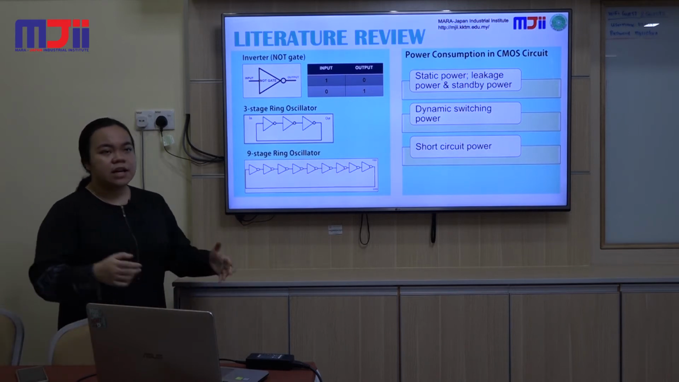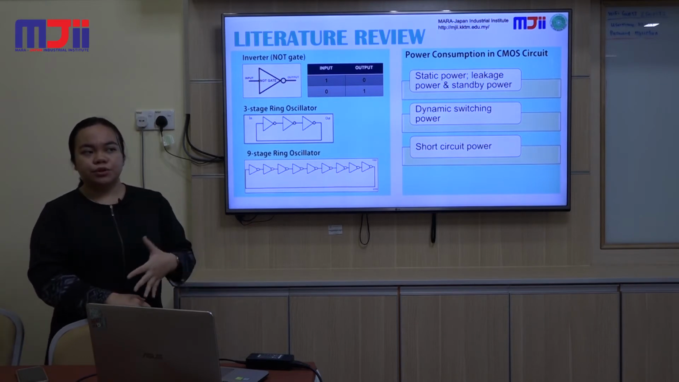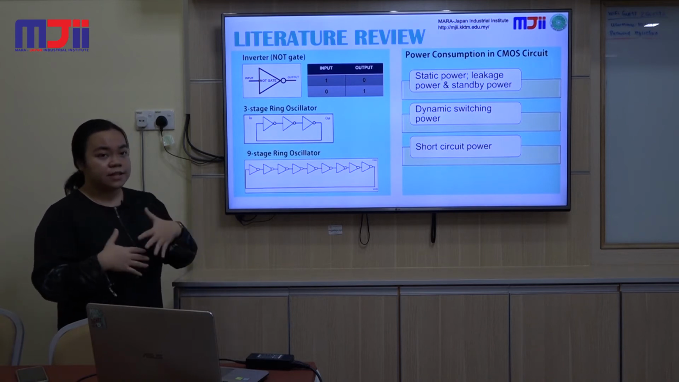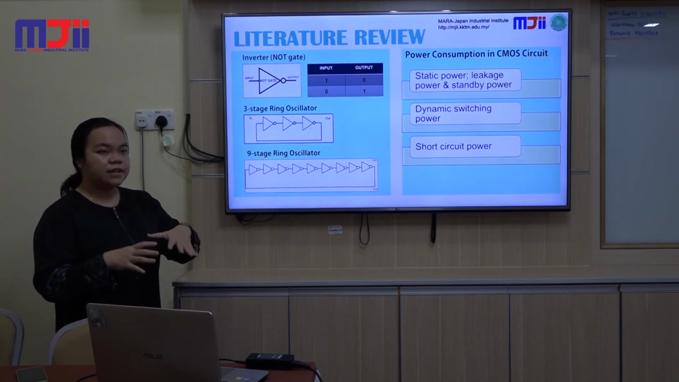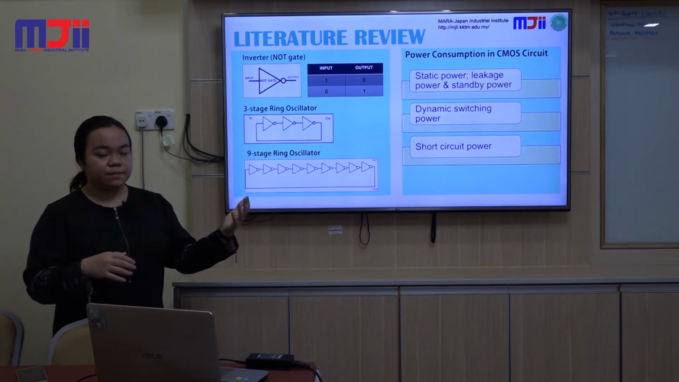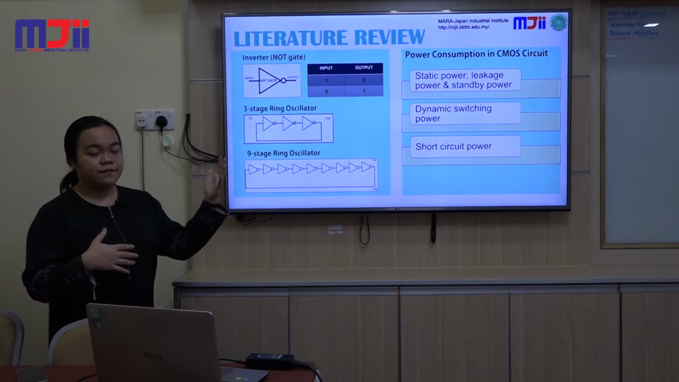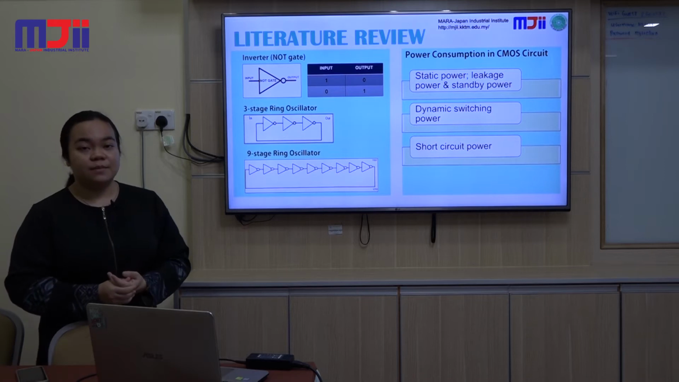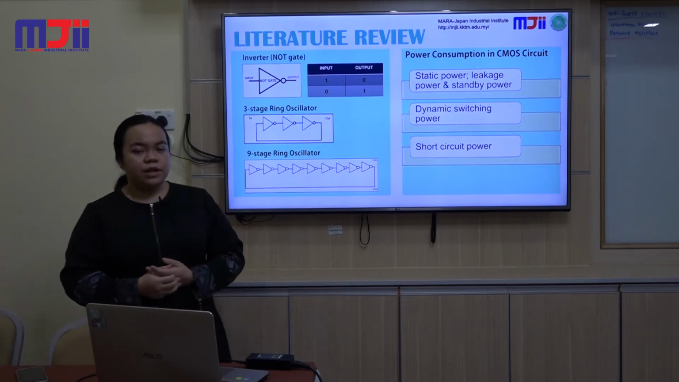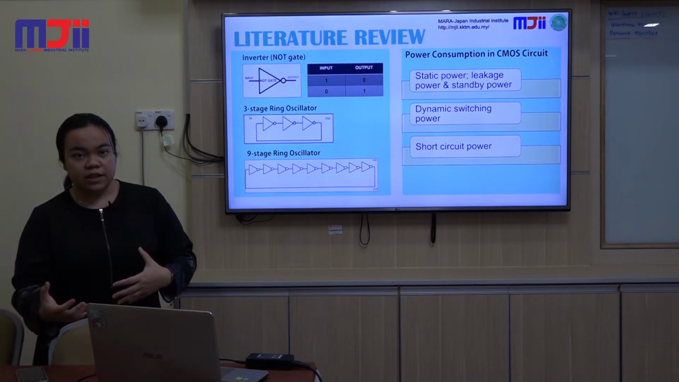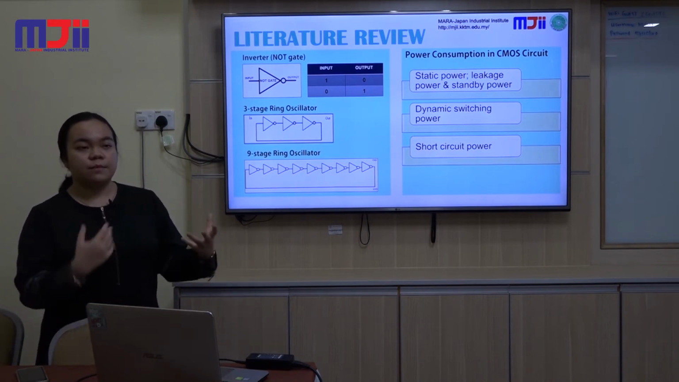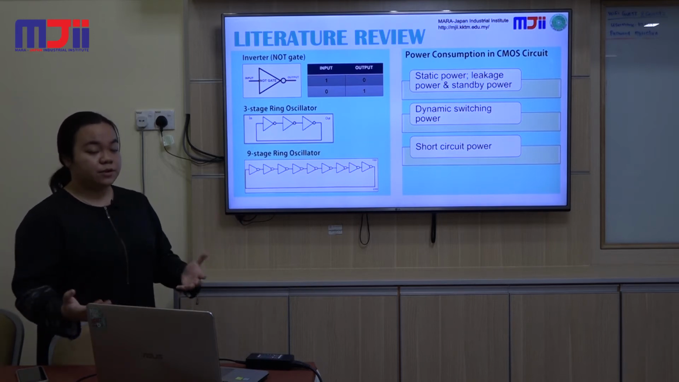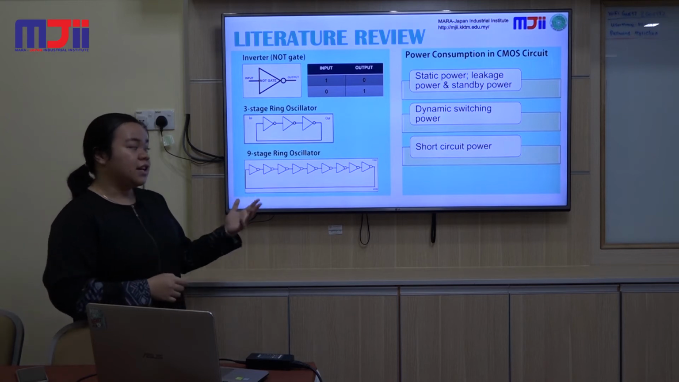Next, standby power. Standby power is due to when the transistor is operating, there is current. It flows from VDD, the power supply, to the ground. Because there is current flowing continuously in this transistor, there is also power. Next is dynamic switching power. Dynamic switching power is due to the switching activity in a transistor. When the PMOS or the NMOS switches from on to off, and vice versa, there is power because there is current.